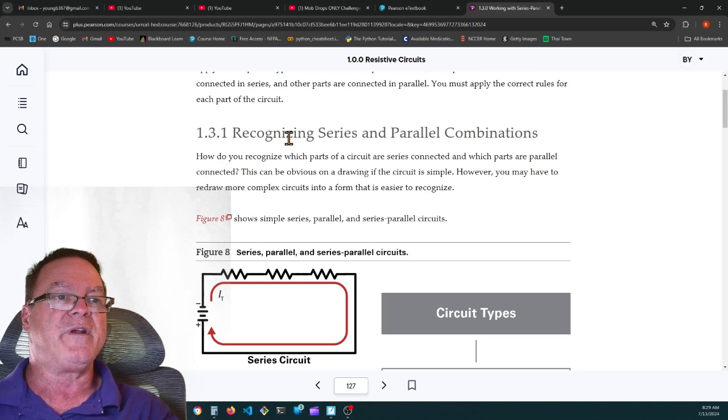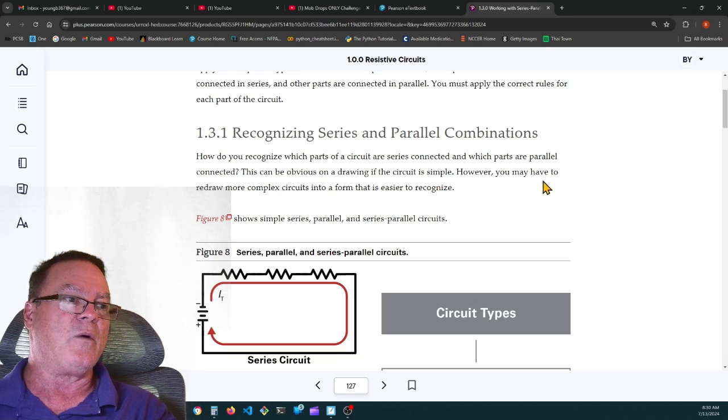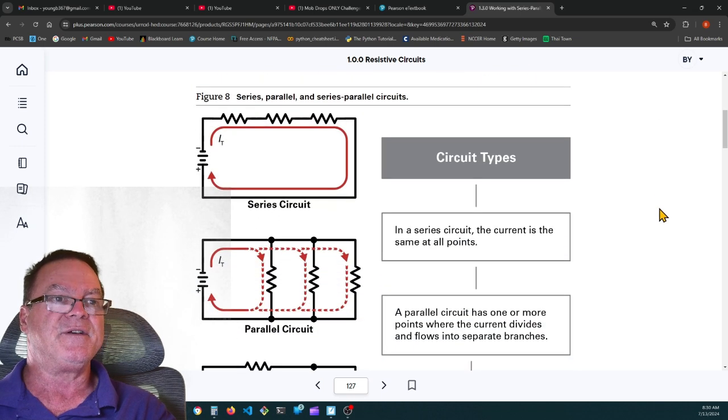So 1.3.1, recognizing series and parallel combinations. How do you recognize which parts of a circuit are series connected and which parts are parallel connected? This can be obvious on a drawing if the circuit is simple. However, you may have to redraw more complex circuits into a form that is easier to recognize.